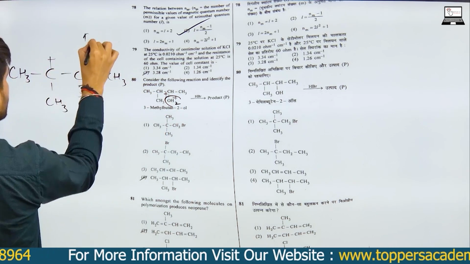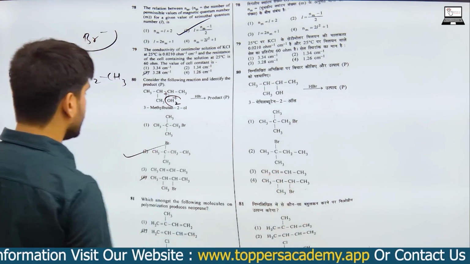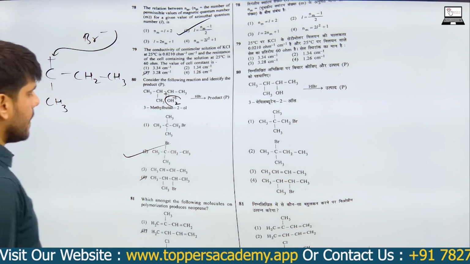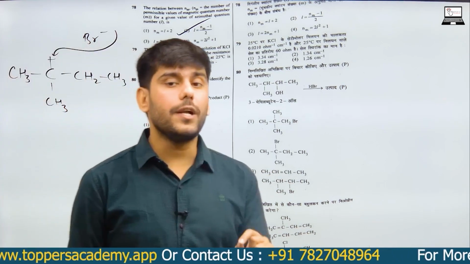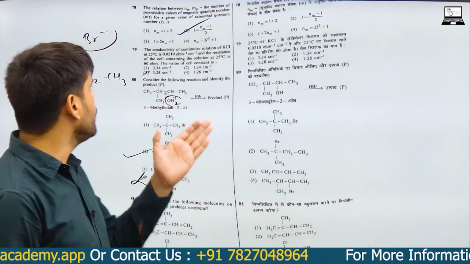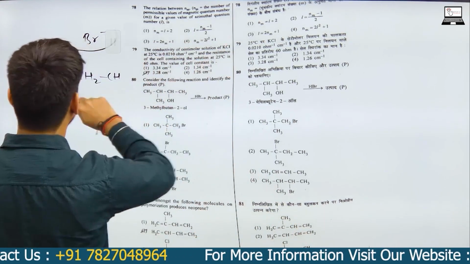Like this, and then Br negative comes and attacks over here. So second is the right answer. Please do not mark fourth, because we know the stability order of carbocation is 3 degree more than 2 degree, then 1 degree. Let us discuss the next question.